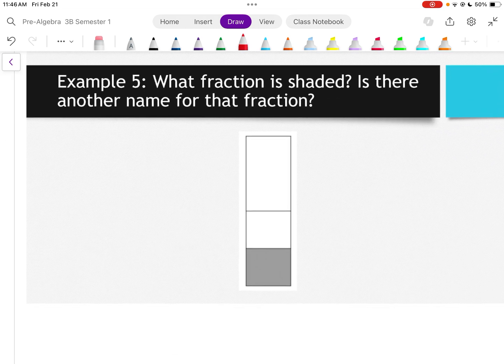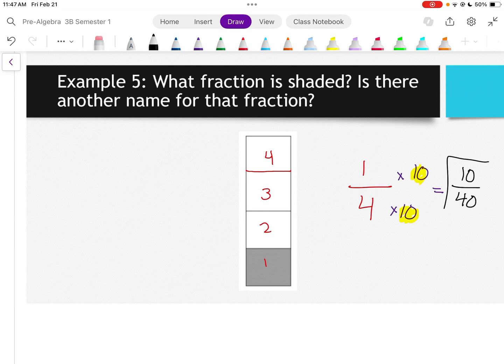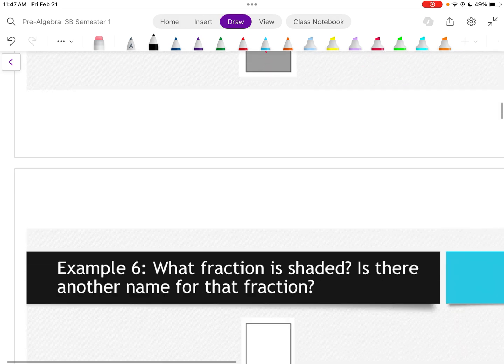Then example 5, again, we're going to make our fractions the same, or the parts the same size. And this time we have 4. So our denominator is 4, and there's 1 shaded. And to find an equivalent fraction, I'm going to multiply by 10. Again, the numbers just have to be the same on the top and the bottom. And that would give us 10 over 40, which is equivalent to 1 over 4.